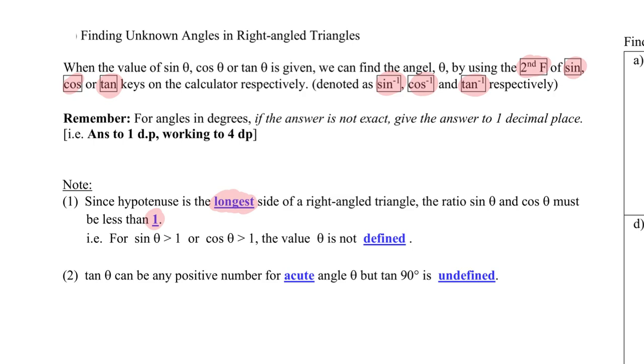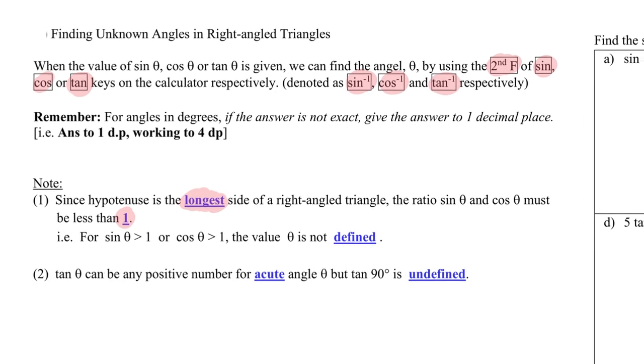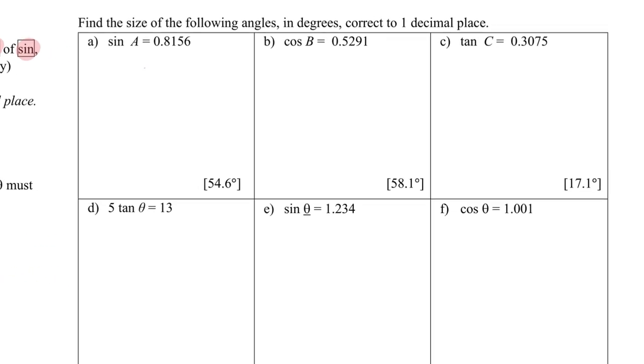Because the opposite side and the adjacent side cannot be equal to or more than the hypotenuse. When it is more, the ratio will be more than 1, but the hypotenuse is the longer side. And the tangent ratio can be any positive number, but the only angle for which it is not defined is tangent 90. So these are some pointers before we go over some easy practice.